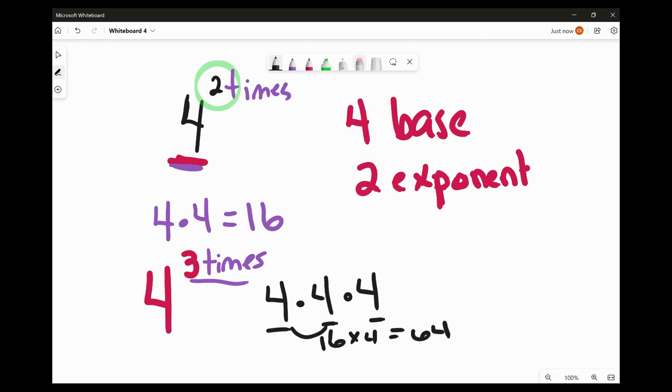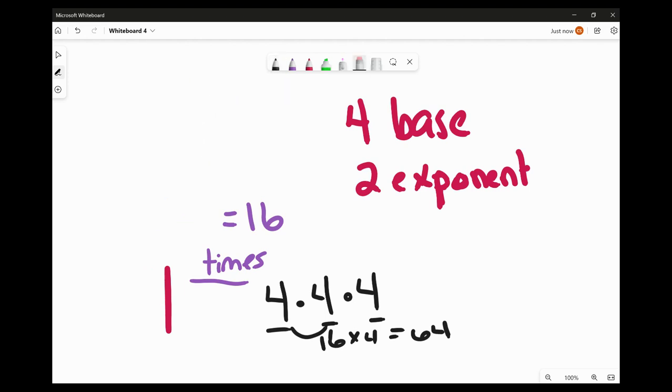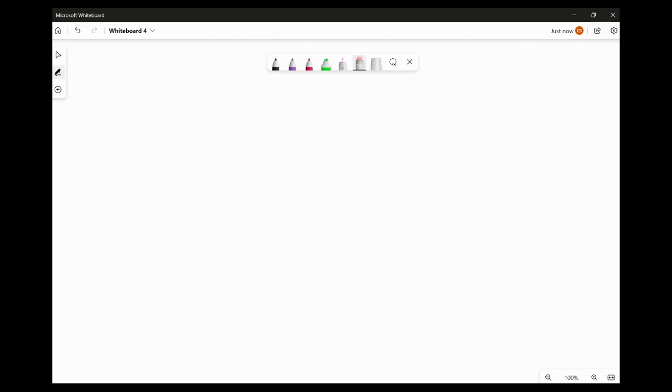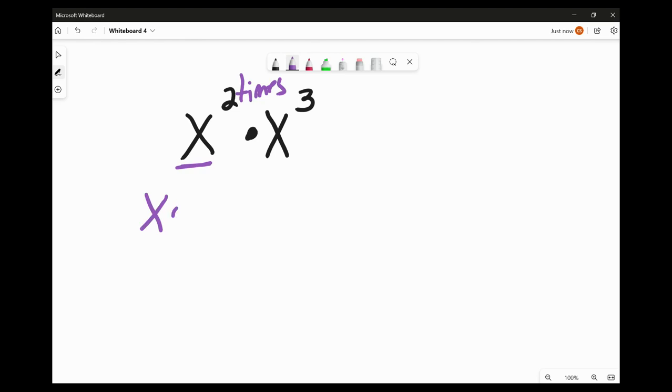So let's take a look at some problems where we might do multiplication or division of exponents. I'm going to use letters instead of numbers just so we can get a feel for what's actually happening. Let's say we have x to the second power, and we want to multiply that times x to the third power. The base here is x, and it's being raised to the second power, which means I'm multiplying x 2 times. So I'm going to write that x times x. Then we're going to multiply that times the next one.